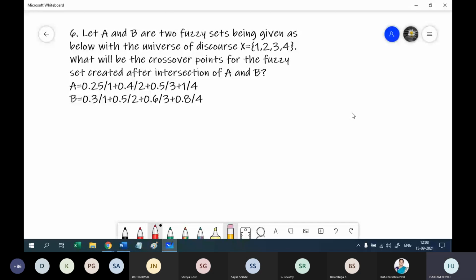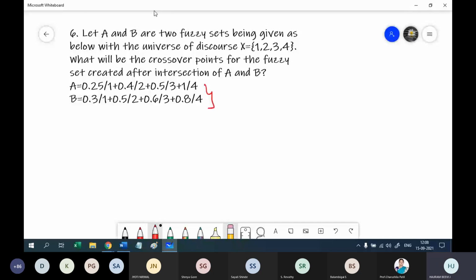So the previous sum was about union. This one is about the intersection. The A values are 0.25, 0.4, 0.5, 1. The B values are 0.3, 0.5, 0.6 and 0.8. Okay. First, we should find the intersection of A and B.